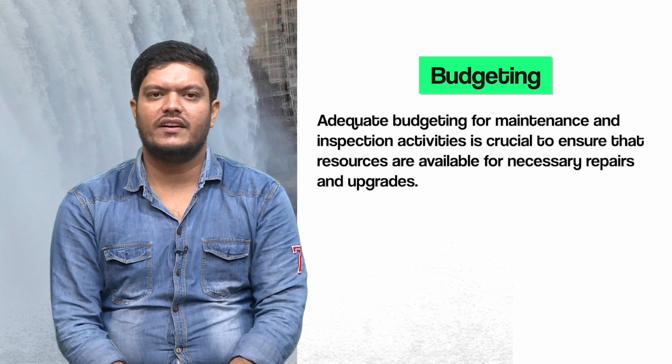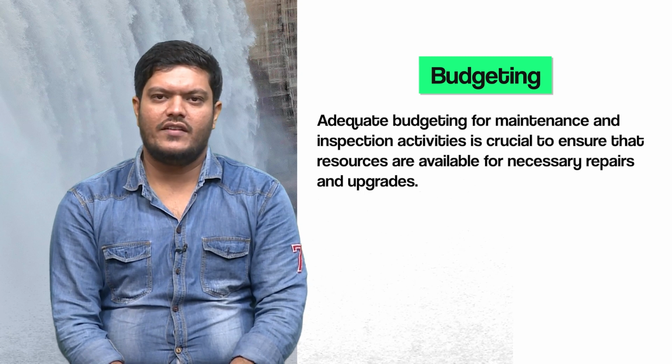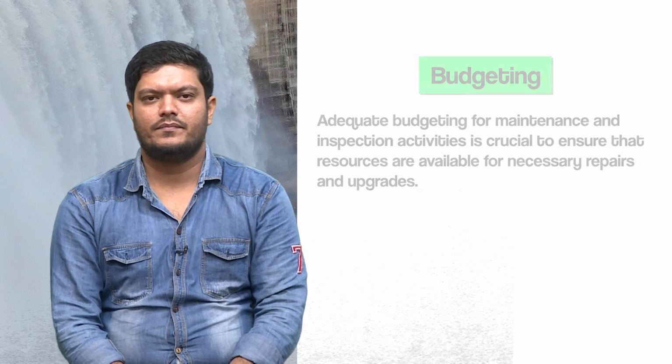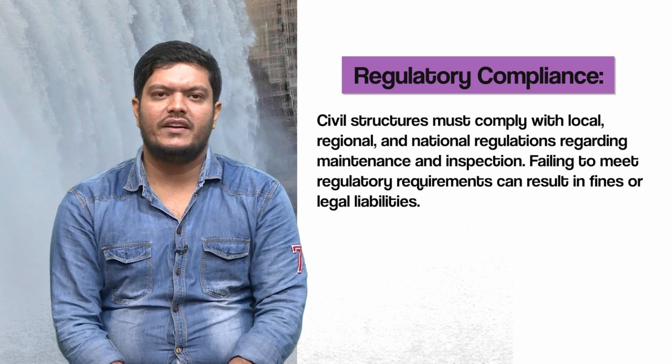Budgeting. Adequate budgeting for maintenance and inspection activities is crucial to ensure that resources are available for necessary repairs and upgrades. Regulatory compliance. Civil structures must comply with local, regional and national regulations regarding maintenance and inspection. Failing to meet regulatory requirements can result in fines or legal liabilities. By prioritizing maintenance and inspection in civil structures, owners and operators can enhance safety, reduce the risk of costly structural failures and extend the operational life of the infrastructure.